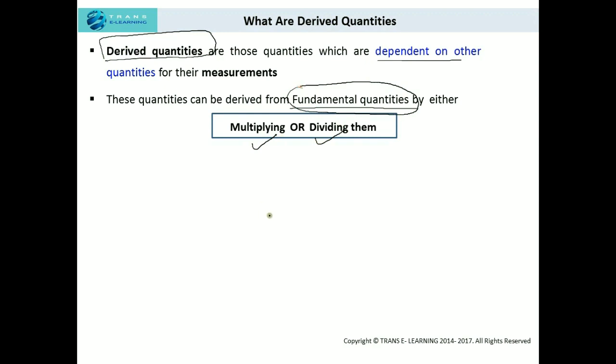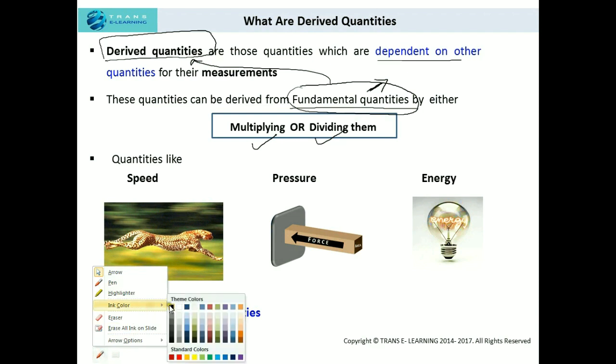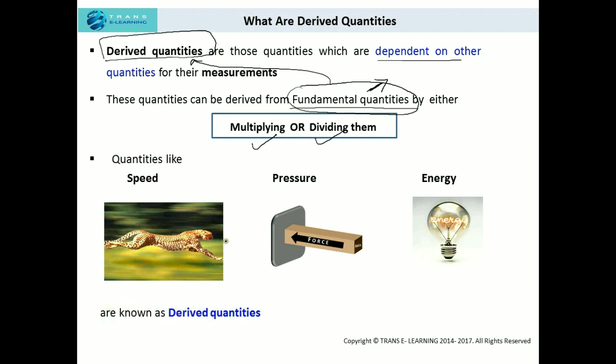So that means without using these fundamental quantities, we cannot get these derived quantities. Now the question arises, what are the examples? What kind of derived quantities can I think of? Quantities like speed, pressure, and energy are known as derived quantities. Now if I ask you how I can say that speed is a derived quantity, or pressure is a derived quantity, or energy is a derived quantity.